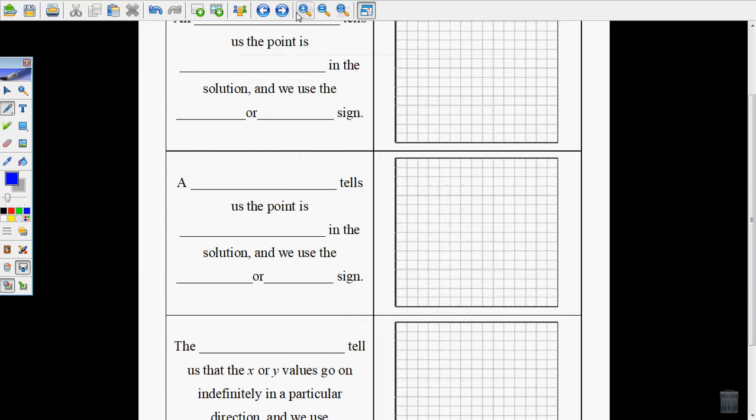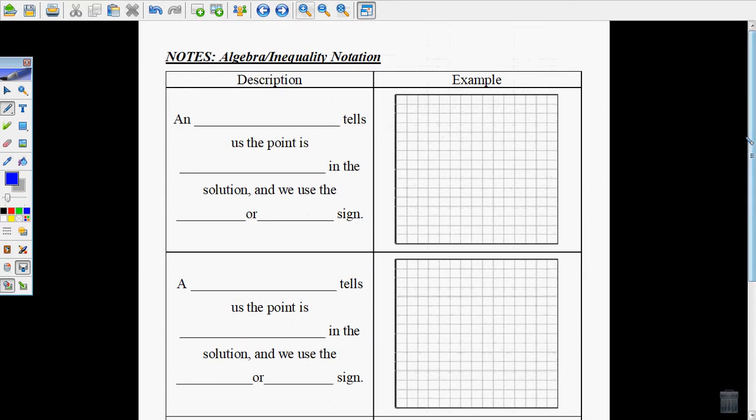Alright, let's fill in our blank. So, blank tells us the point is blank. Well, you're like, what is the blank? An open circle. So in this blank, you're going to write open circle. Tells us that the point is, think really hard back to that good old Algebra 1. What does an open circle mean on a graph?